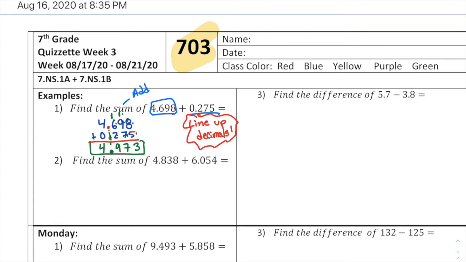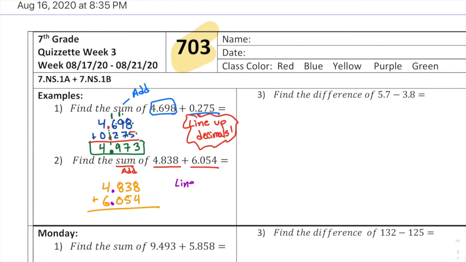Number 2, find the sum. So again, sum means what? It means we're adding. Of 4.838 and 6.054. So let's get into it. We have 4.838 and we're adding 6.054. And again, super important, decimals are lined up one above the other.